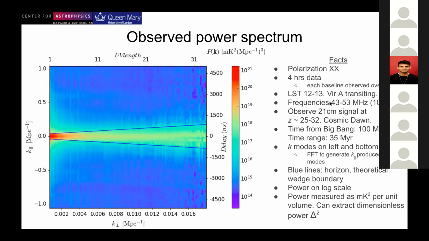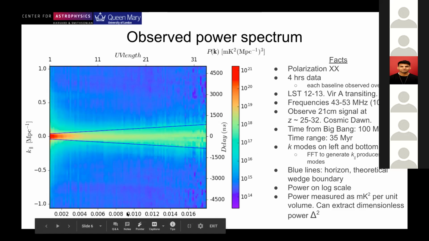The frequency range is 43 to 53 megahertz, so that's a 10 megahertz band, which observes the 21 centimeter signal at 25 to 32 redshift. That corresponds to a time from the Big Bang of 100 million years and a time range of 35 million years.